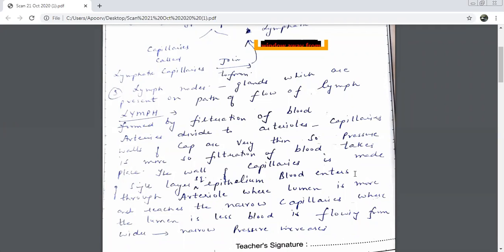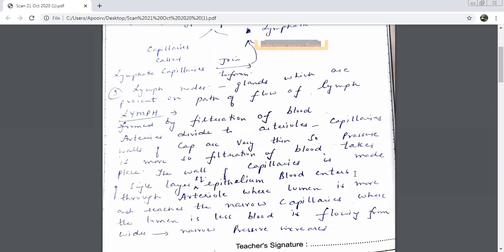So when we trace the path of blood, beta, first it is going in arteries, then arterioles. In arterioles, the lumen is more. What do you mean by lumen? The space between the walls, the empty space you can say. So in arteriole, the space is more. And now the blood from the arteriole is reaching the capillaries, and capillaries are narrow. So the lumen in narrow capillaries will be more or less? Less.